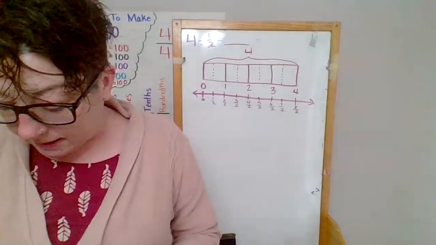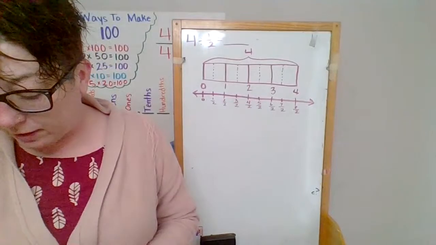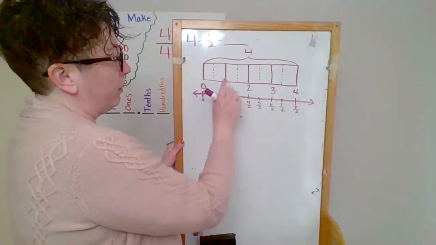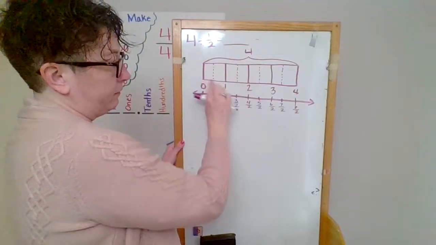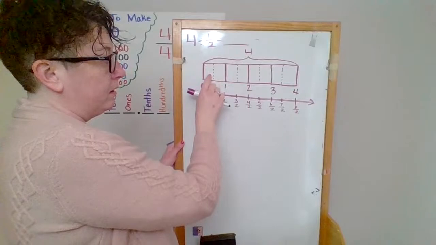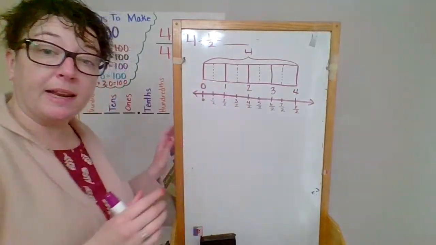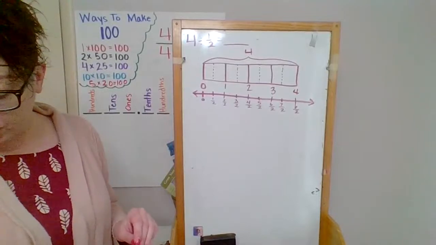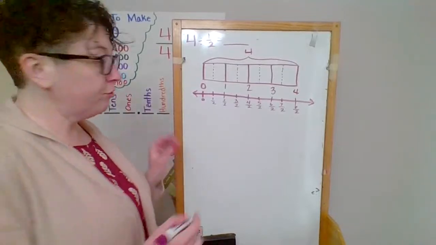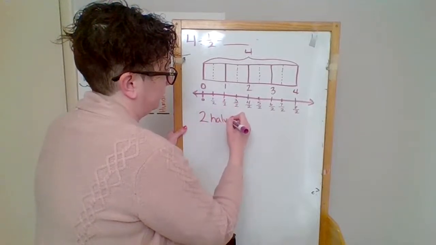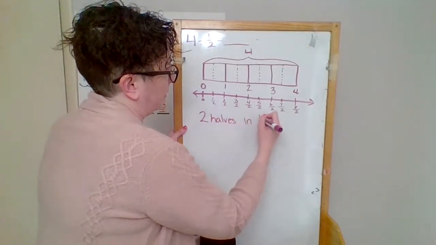So let's look at the sentences. There are how many halves in 1 whole? So let's just look at this 1 whole, the first full box. How many halves are there in there? Well, I see 2. We know when we cut something in half, it's 2 parts. So your first blank there should say 2. There are 2 halves in 1 whole.